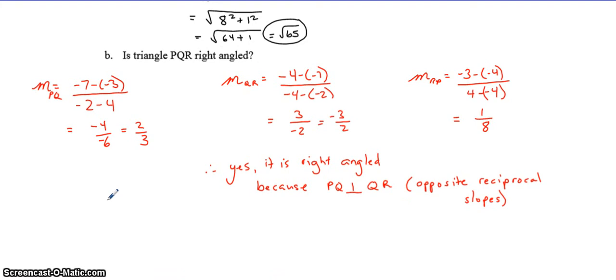Okay, welcome back. So if you check your answers, this slope is 2/3. This slope, remember, put the negative up in the top, is -3/2. This slope is 1/8. So 2/3 and -3/2 are opposite reciprocal slopes. That means PQ is perpendicular to QR. So then, yes, it is a right angle triangle. So don't forget, you don't just answer the question, you have to state the reason why.